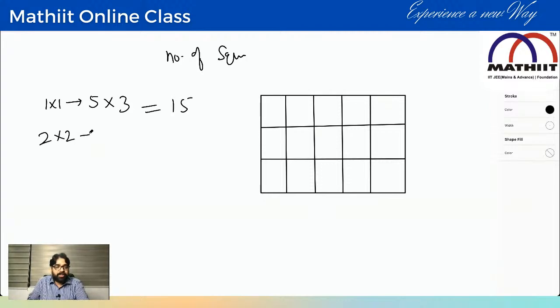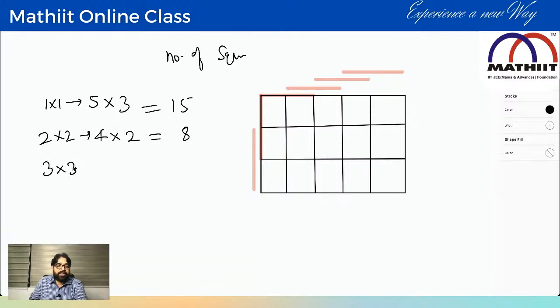2 into 2 size. In how many ways can I select 2 horizontal lines? Either this way or this way or this way or this way. So total 1, 2, 3, 4. 4 ways I can select horizontal, and vertical, in how many ways can I select 2 unit size? Either this way or this way. Only 2 ways. So that will be equal to 8.